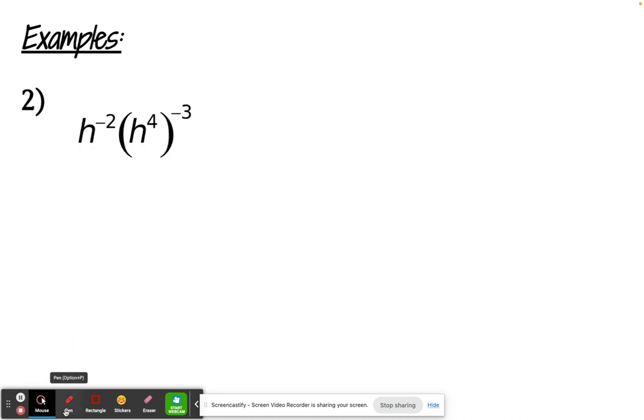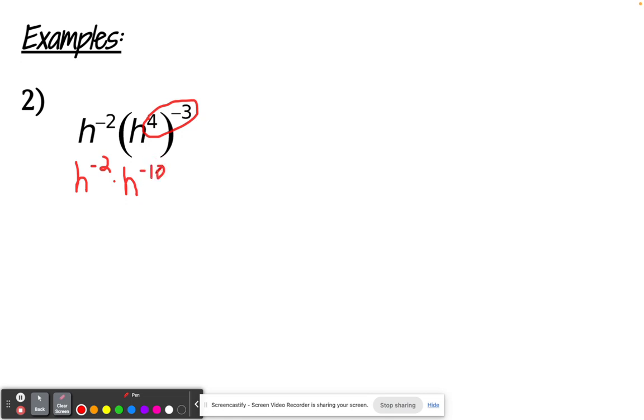Let's practice this one. Well, first of all, I have some things in exponents, things that are not in exponents. I'm going to do my parentheses first. I have a power to a power. I multiply my powers. 4 times negative 3, I will end up with h to the negative 12.